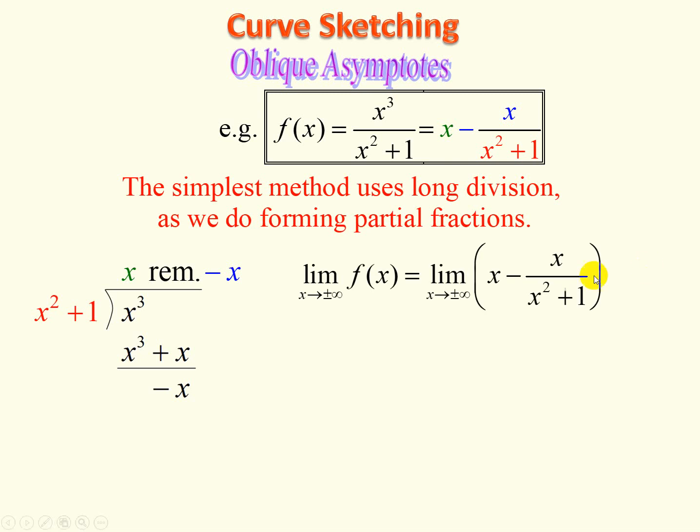The limit of f of x is equal to the limit of f of x as x tends to plus or minus infinity. So there we are. It's the limit of that expansion, which means I can separate the limits. And now the limit of x as x tends to infinity as a graph stays as x. And this one goes to 0.